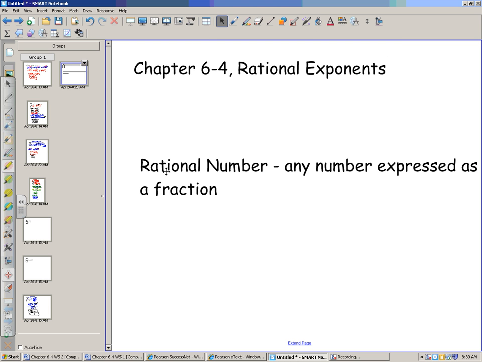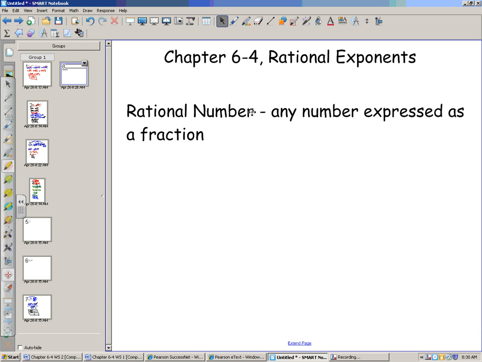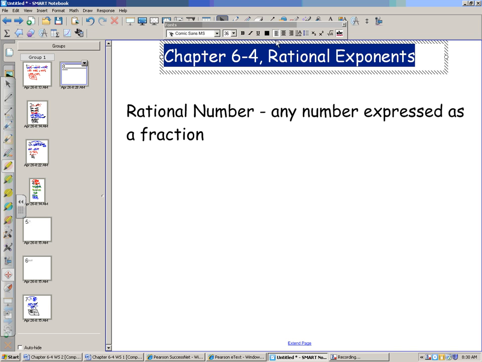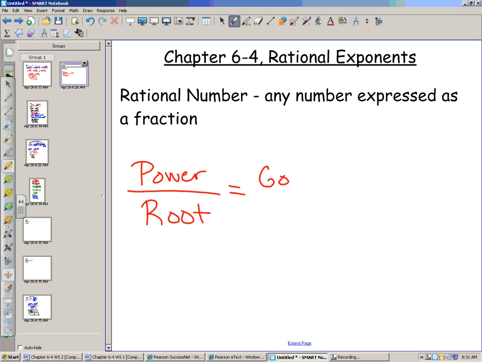Now, that means what type of exponents am I going to have? I'm going to have fractional exponents now. It is not as hard as what you think, okay? Here's the biggest thing that you need to remember. Power over root. The power goes on the inside with the variable.